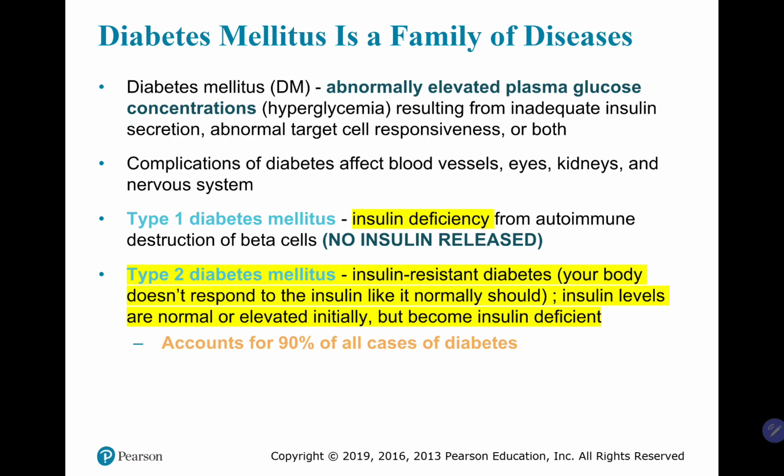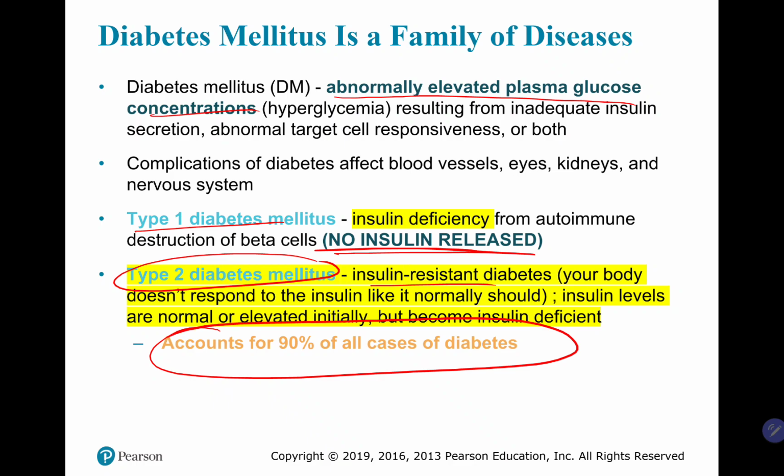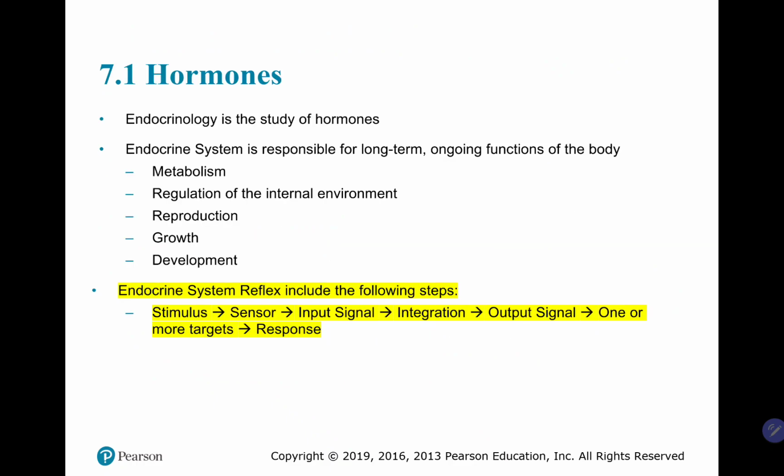Diabetes mellitus is going to be a family of diseases, right? Diabetes mellitus is characterized by abnormally elevated plasma glucose concentrations. Type 1 is where you have insulin deficiency, like no insulin is being released because there's an autoimmune destruction of your beta cells. But type 2 diabetes is where you have insulin resistance, and this is going to account for 90% of all cases of diabetes.